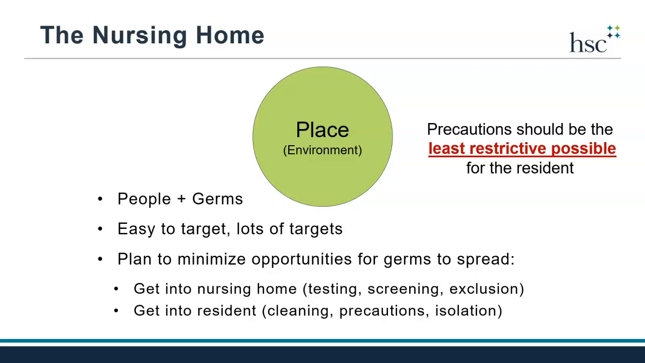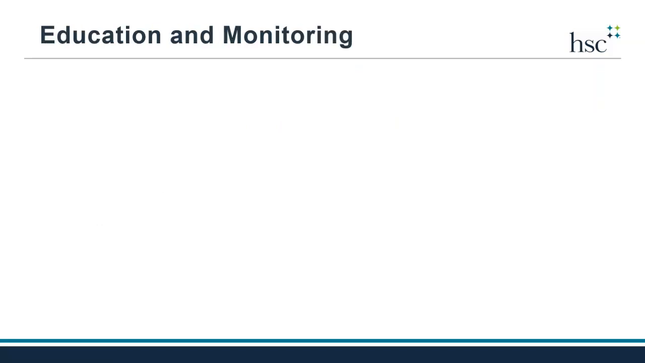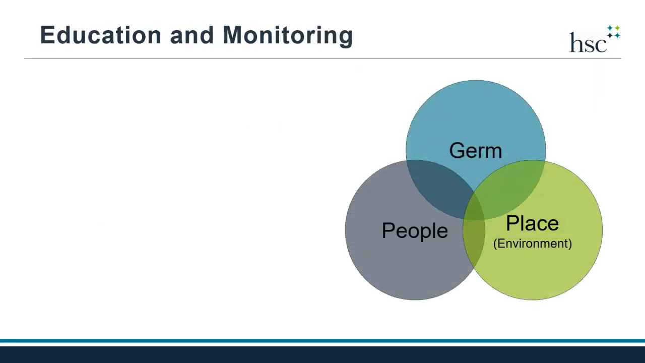In addition, a rationale for the precaution should be provided and must be removed or reduced when the resident is no longer a risk for spreading the infection to avoid unnecessary seclusion. So just to review, germs, people, and the perfect place must come together for germs to spread and infections to occur, but targeting the environment or place can prevent and control the spread of germs.